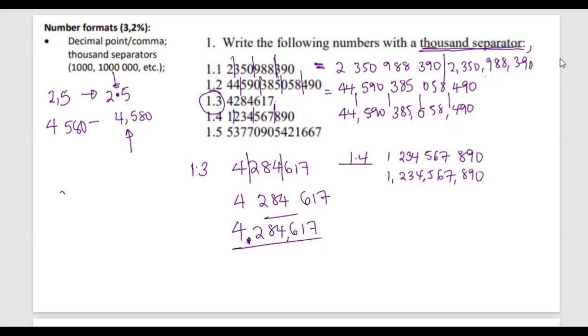So come back here. You say in South Africa, a space is the 1,000 separator. And in other countries, they would write it with, okay, they use what? A comma.